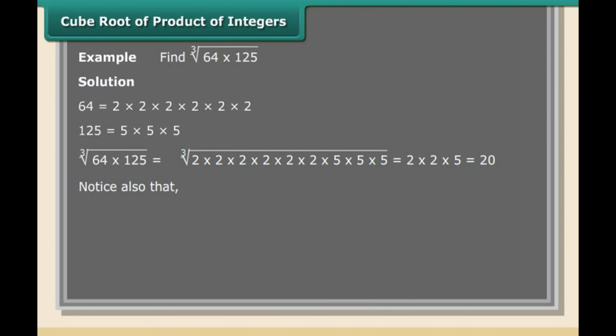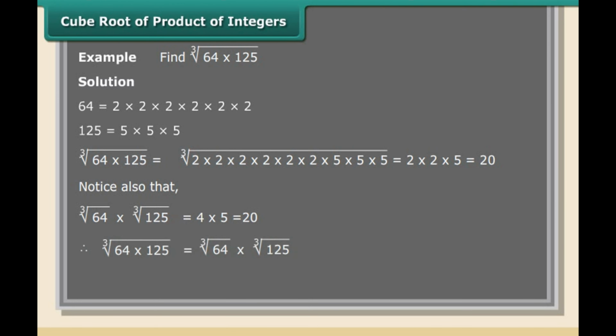Also notice that cube root 64 into cube root 125 is equal to 4 into 5, which equals 20. Therefore, cube root 64 into 125 is equal to cube root 64 into cube root 125. In general, cube root AB is equal to cube root A into cube root B.